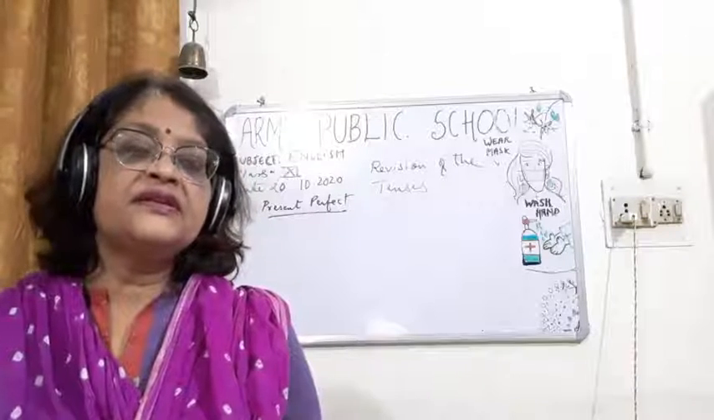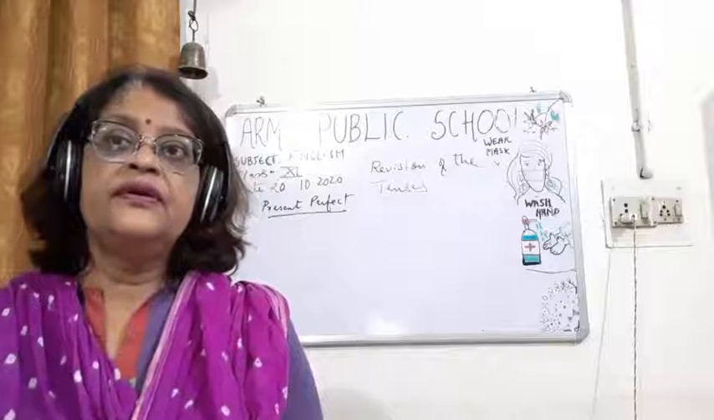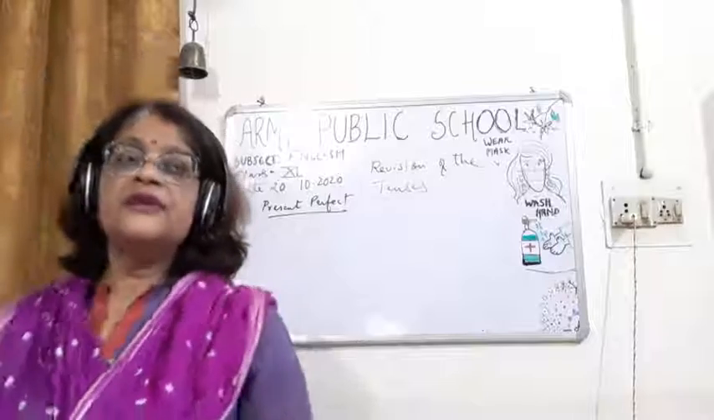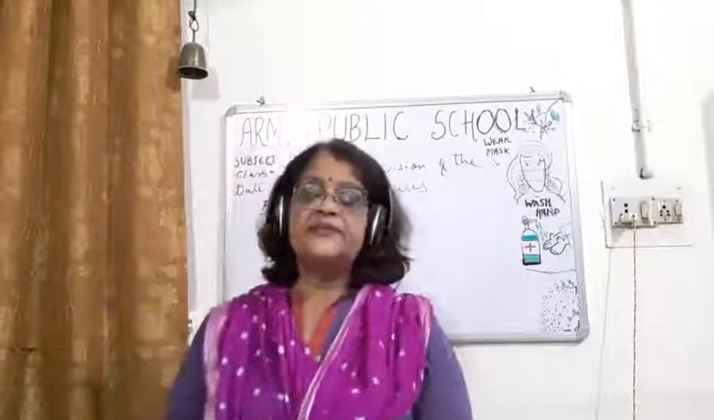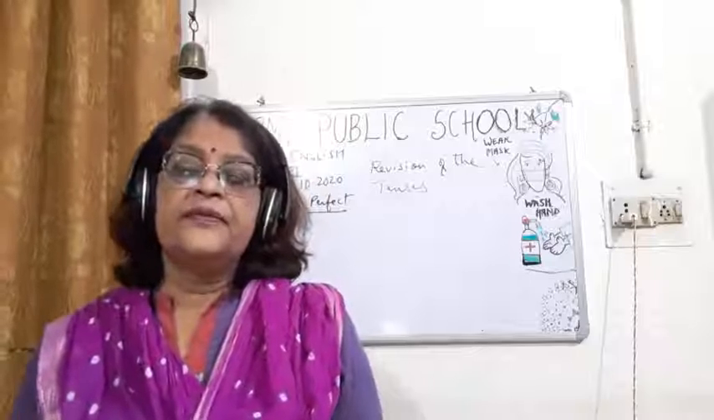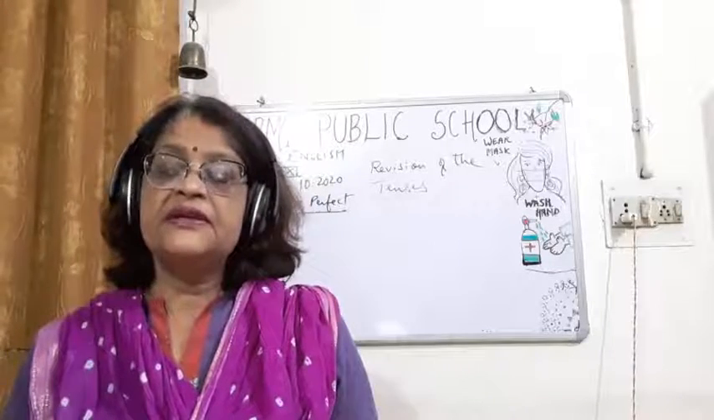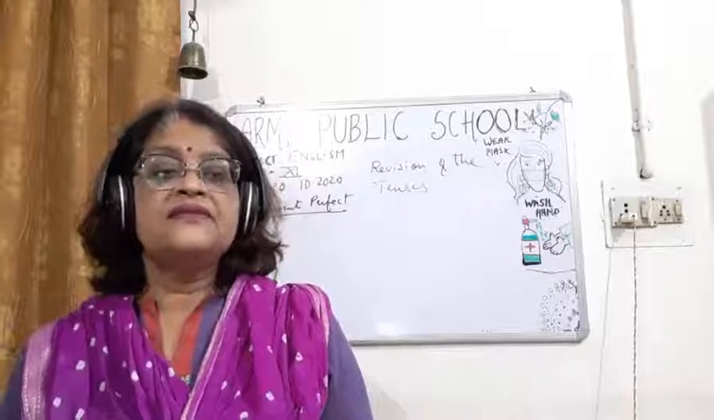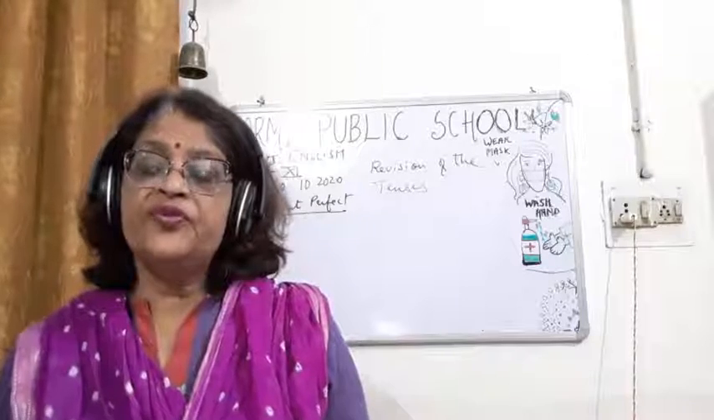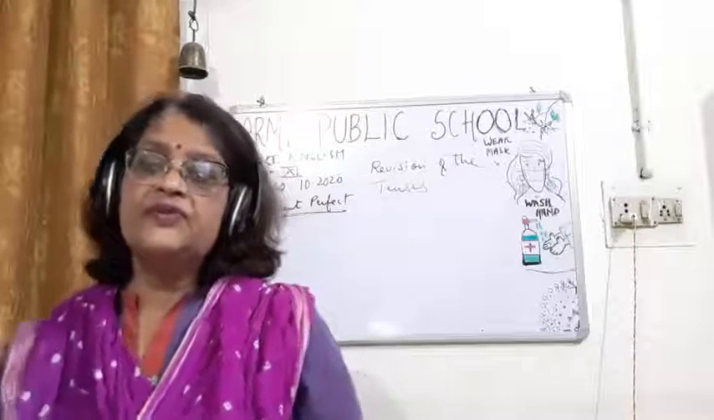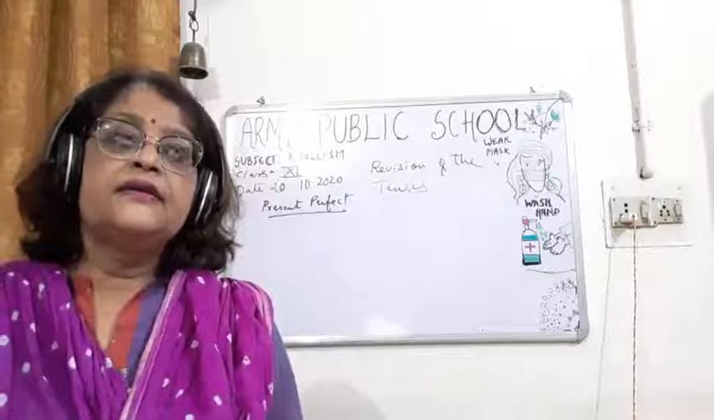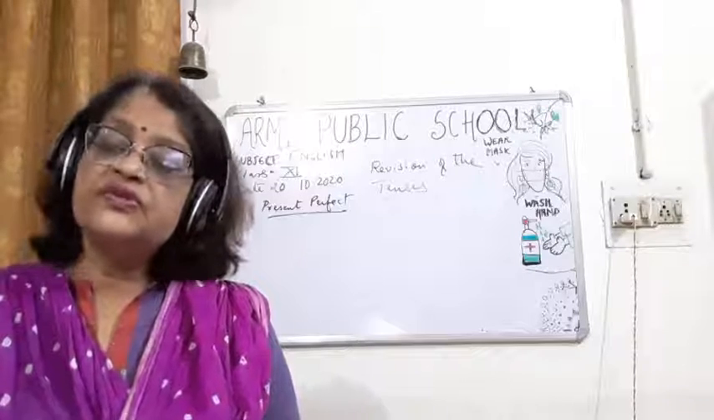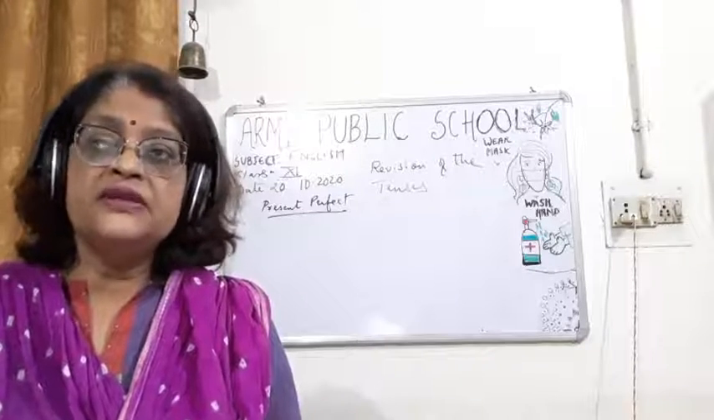Now children, before starting, let me tell you first of all that in all the perfect tenses, whether it is present perfect tense, past perfect tense, or future perfect tense, we always use the third form of the verb. In the passive voice, we also always use the third form of the verb, that is V3.